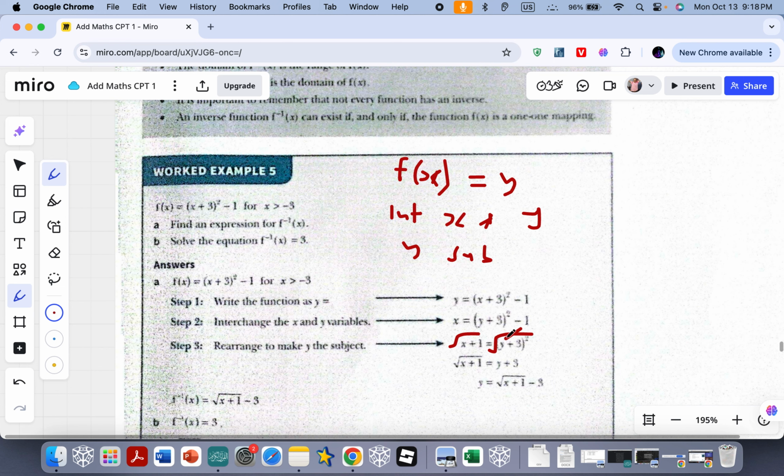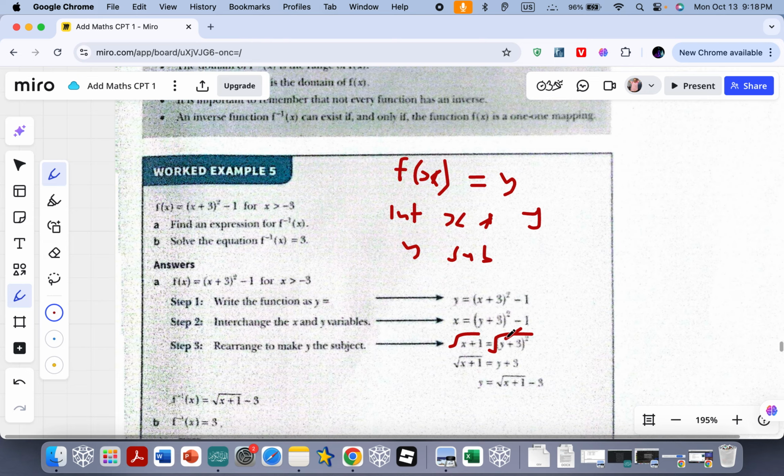F inverse of x, f raised to power minus 1. You replace it with f raised to power minus 1 of x, equal to the root of x plus 1 minus 3, equal to this one. So you just replace this new y that you made the subject with your f raised to power minus 1. Once you do that, your problem is solved, and you have found the inverse of the function. So this is the inverse of the question that we were given.